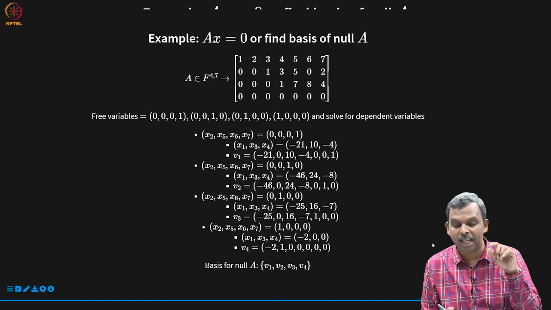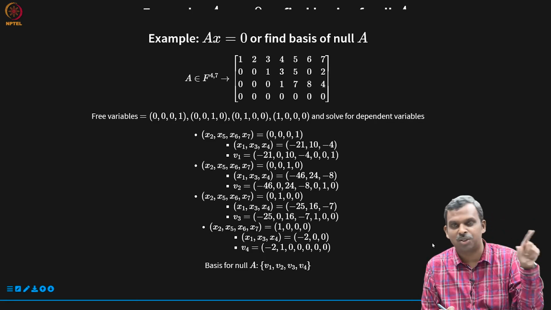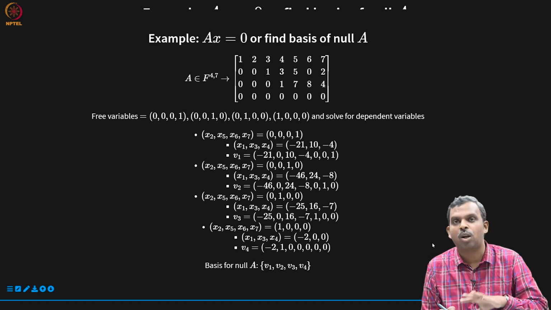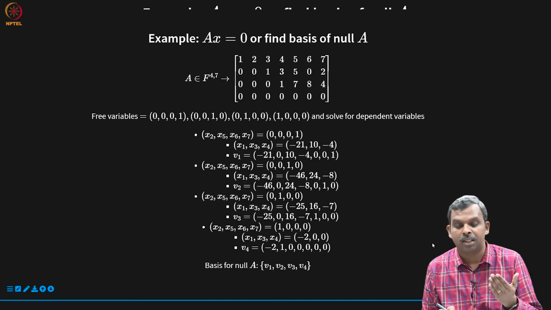And additionally, they are linearly independent. Why? Just look at the free positions. You will get an identity matrix there, right? So 0, 0, 0, 1, 0, 0, 1, 0, 0, 1, 0, 0, 1, 0, 0, 0. So they cannot have any linear dependency between them. You have found 4 vectors which are linearly independent in the null space and that gives you a basis.